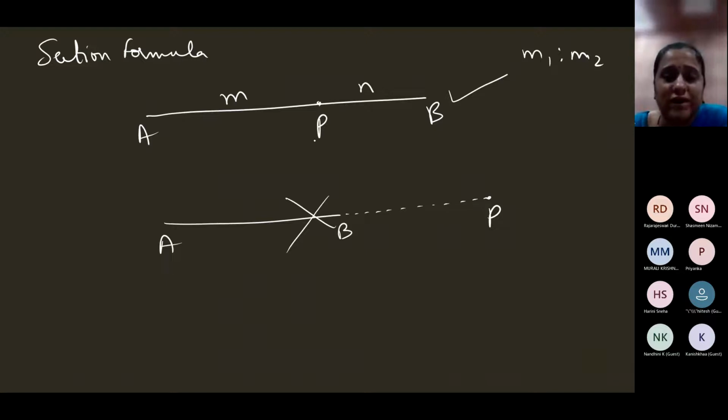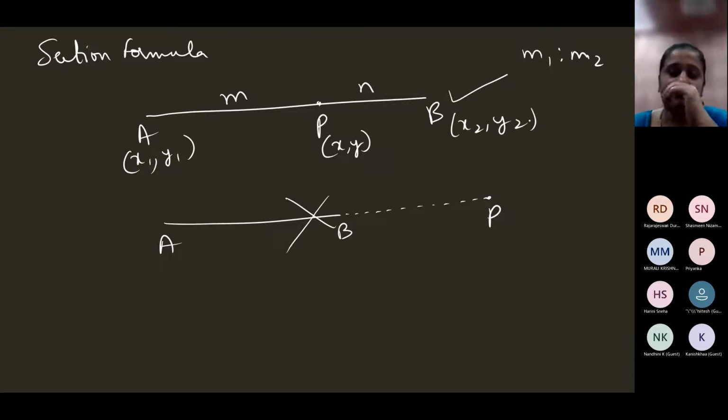So here we have to find the address of P. That's why we use the section formula. So I'll call it XY. The address of A and B will be given to you. A is X1, Y1. And B is X2, Y2. That will be given to you.